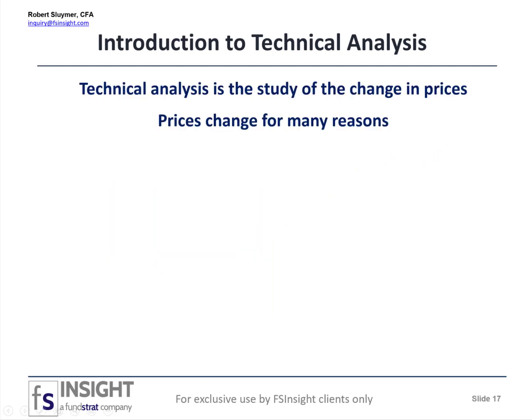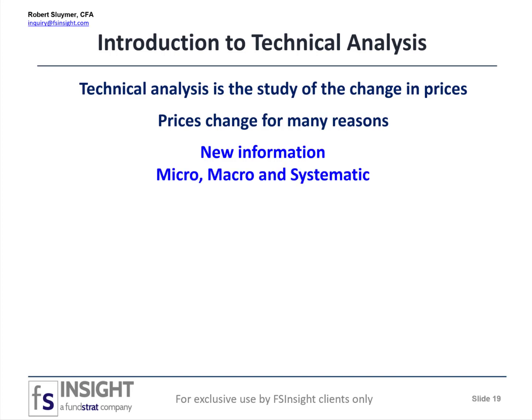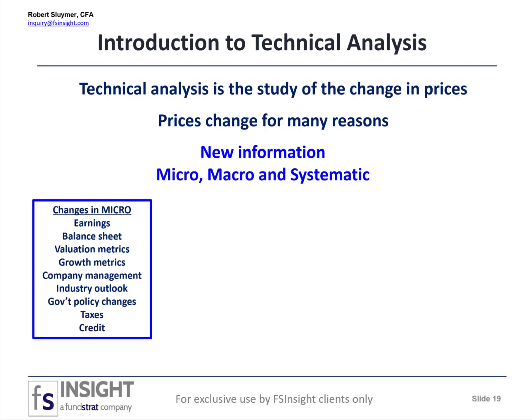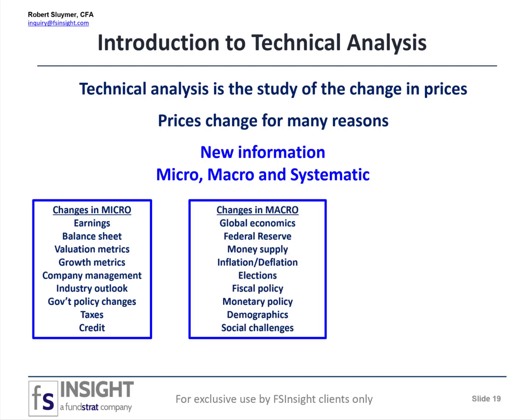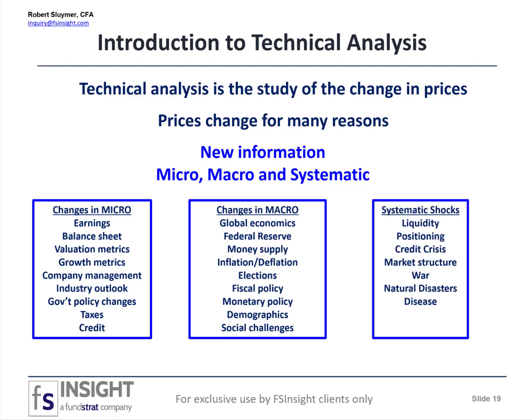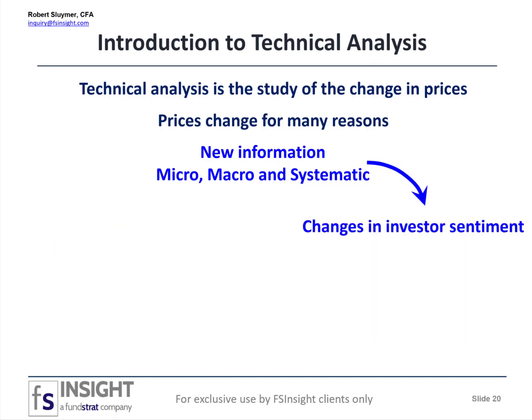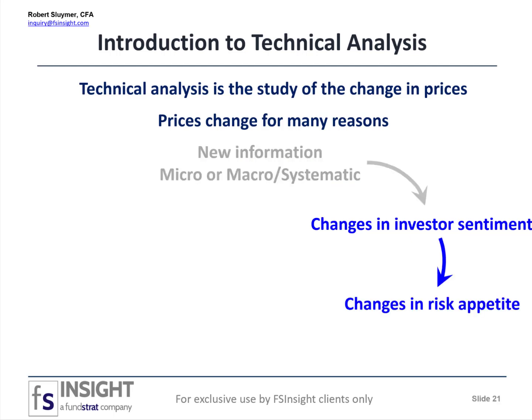So prices change for many reasons. There's new information coming into the market. It could be company-specific, where fundamental analysts focus all their attention. And then there's an endless tsunami of macroeconomic information being reported. And there's all the systematic risks that can shock the markets at any time, all of which investors are trying to digest. So that affects investor sentiment, which in turn affects the change in risk appetite.